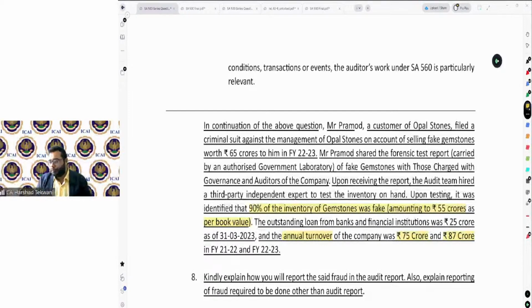Where will you report, how will you report? First, how will you report in the audit report, how will you disclose the said matter in the audit report? Number two, other than the audit report, where will you report this?